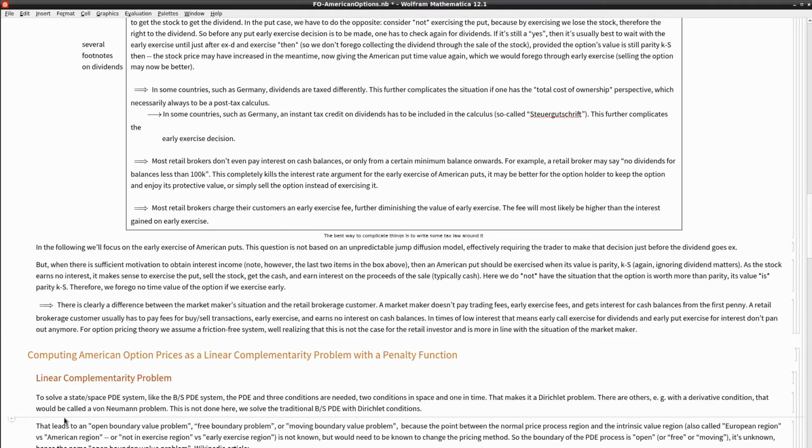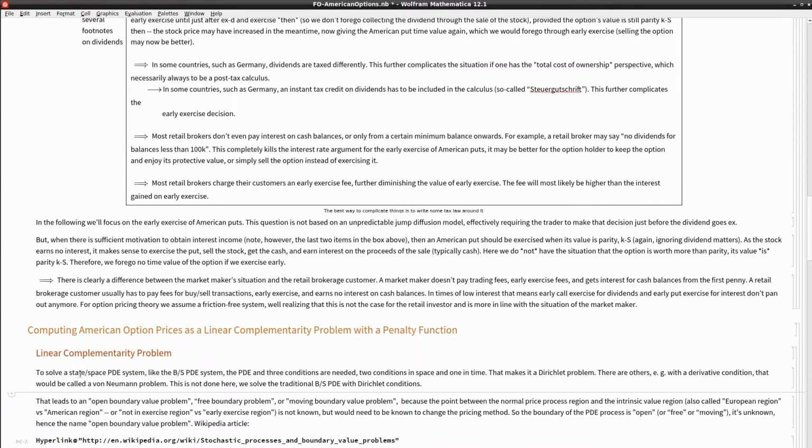I want to present the formulation of the American option as a linear complementarity problem. To solve a state space PDE system like the Black-Scholes PDE system, the PDE and three conditions are needed. We are in two dimensions, so we have four conditions. We have two conditions in space and one in time, and that makes it a Dirichlet problem. There are others, for example, with derivative conditions, and that would make it a von Neumann problem. But we're not doing this here. We solve the traditional Black-Scholes PDE with Dirichlet conditions.